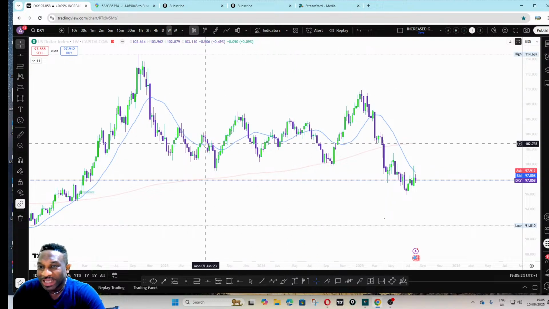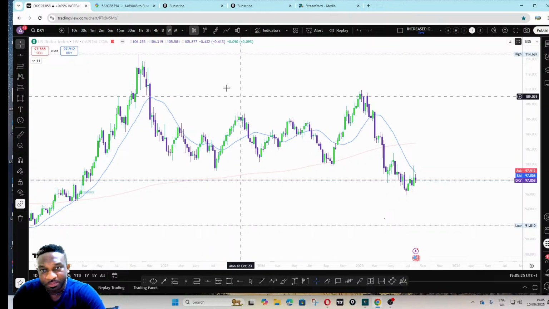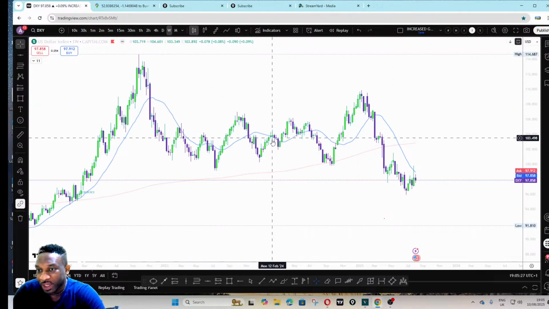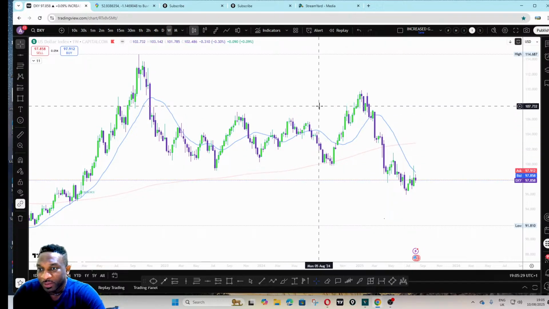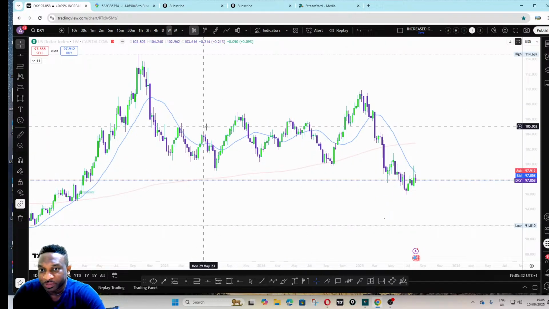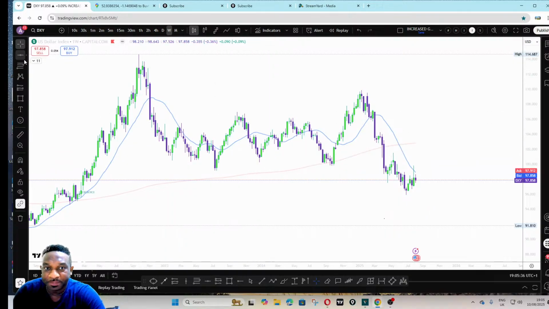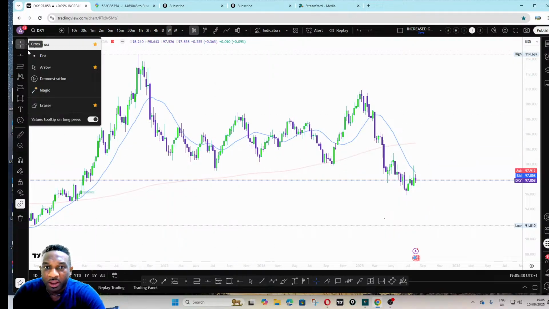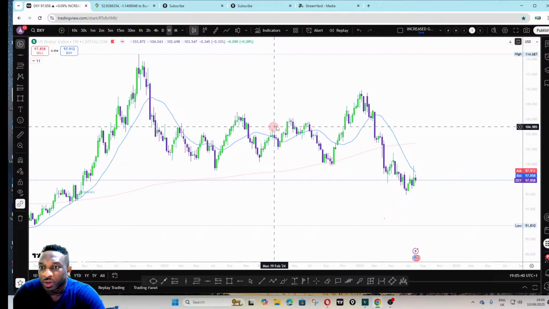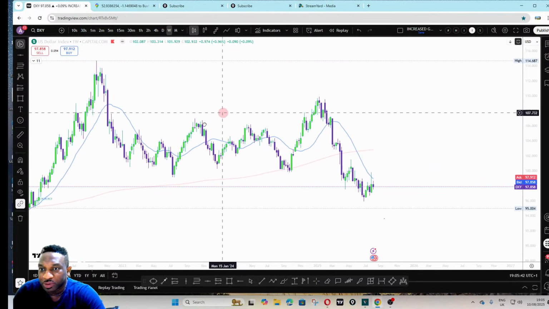All right, so we have here the DSY. Doing a top-down analysis on the DSY, just starting on the weekly. On the weekly, we can see how price was over here, more or less consolidating. Over here, you can see how price was more or less consolidating.